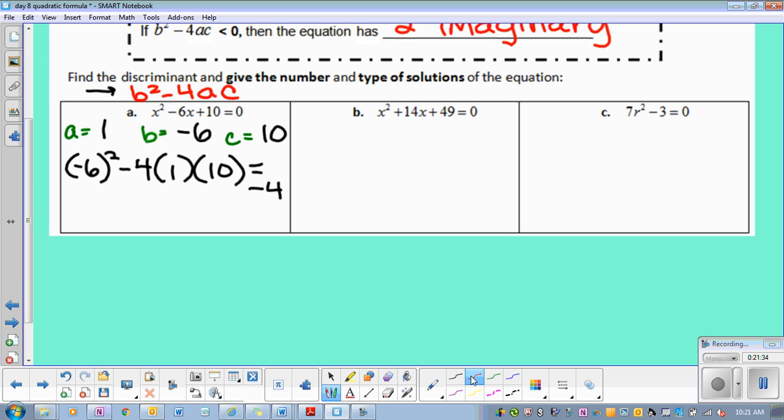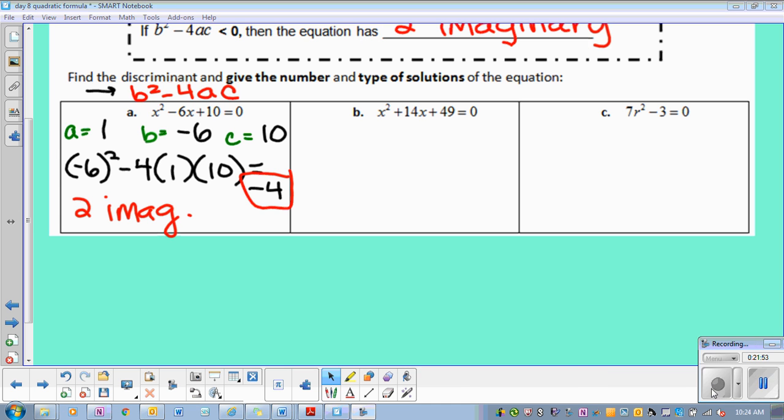All right. So, if it's -4, what does that tell me about how many and what type of solutions? Good. It's a negative number. That means we have 2 imaginary. Good job. Do letter B, please. All right. So the discriminant for B is 0. Is that right? Okay. 1, 14, and 49.